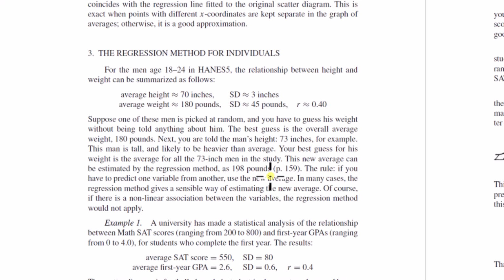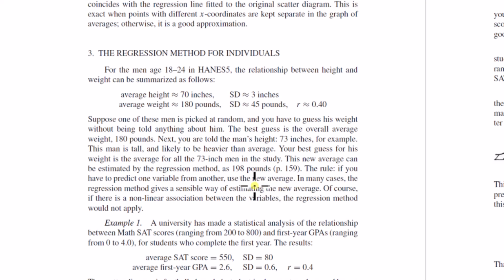This is not necessarily the average weight of the 73-inch tall men, but the regression method runs smoothly through those averages. So the regression method is telling us that on the average, if you increase one standard deviation in height above the average height, then on the average, you're going to increase 18 pounds in weight. The rule, if you have to predict one variable from another, use the new average.